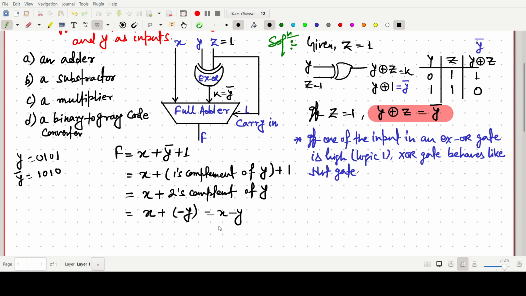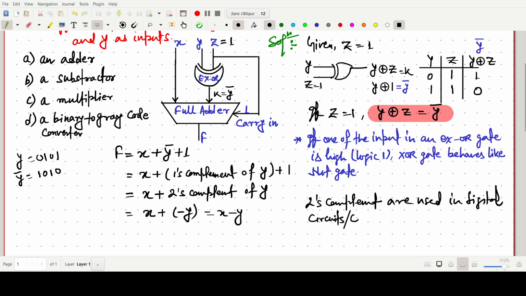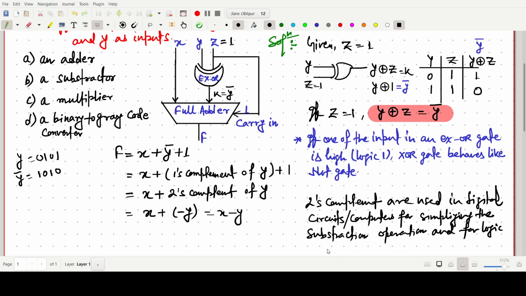So this is nothing but a subtractor, because the 2's complement is used in digital circuits, or computers, for simplifying the subtraction operation and for logic manipulation. So this gives X minus Y.